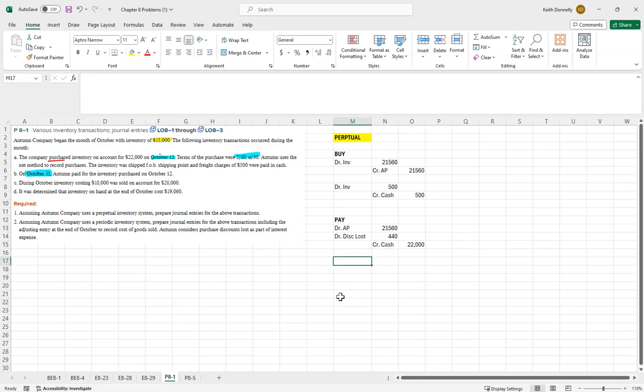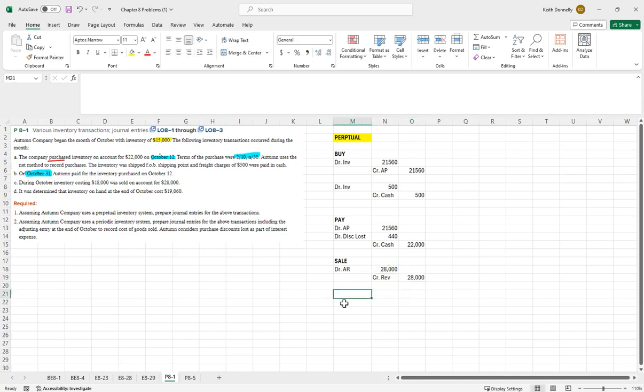Then we have a sale. We sold some inventory. They're telling us it cost 18 and we sold it for 28, and it was on account. So there are two journal entries here. When we sell in the perpetual system, one is we have to record the revenue: debit accounts receivable, credit revenue for the sales price of 28,000.